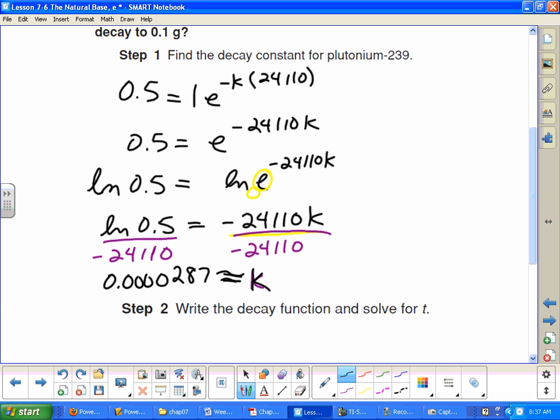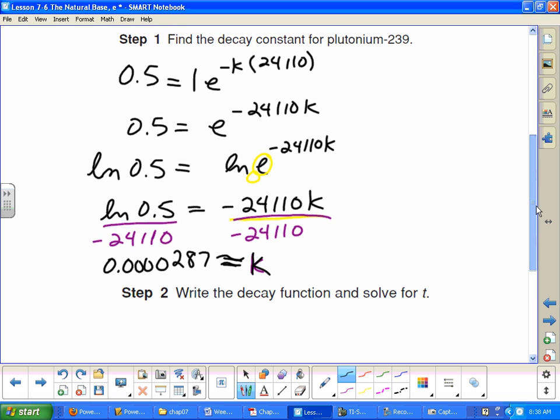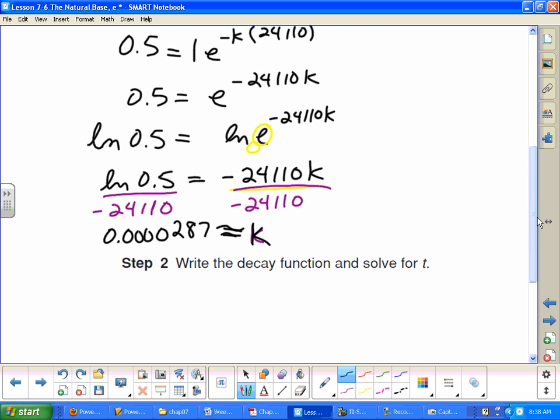Now that we have the decay constant, we can solve to see how long it takes to get to 1/10. We know that it takes 24,110 years to get to 0.5, but we need to find out how long it takes to get to 0.1. So we're going to use the same formula, except we're trying to get to 0.1 instead of 0.5. So we're starting with 1, and then we have e raised to the power of negative 0.000287 t.